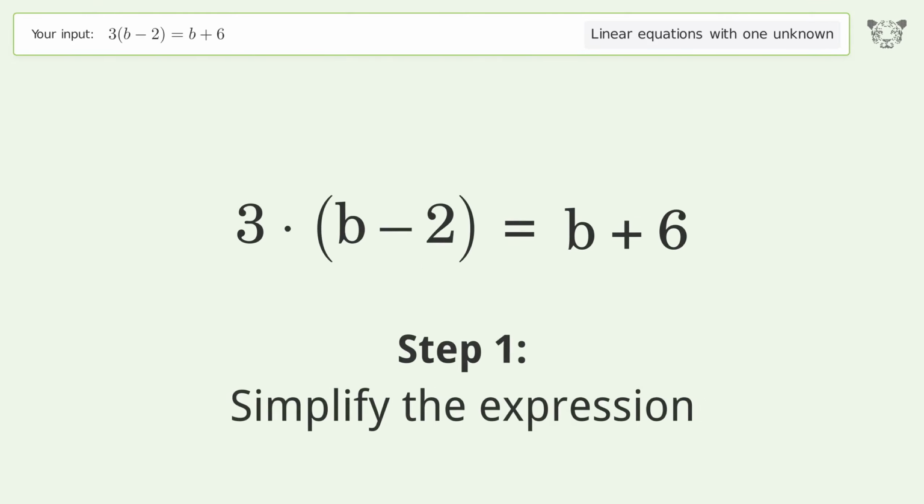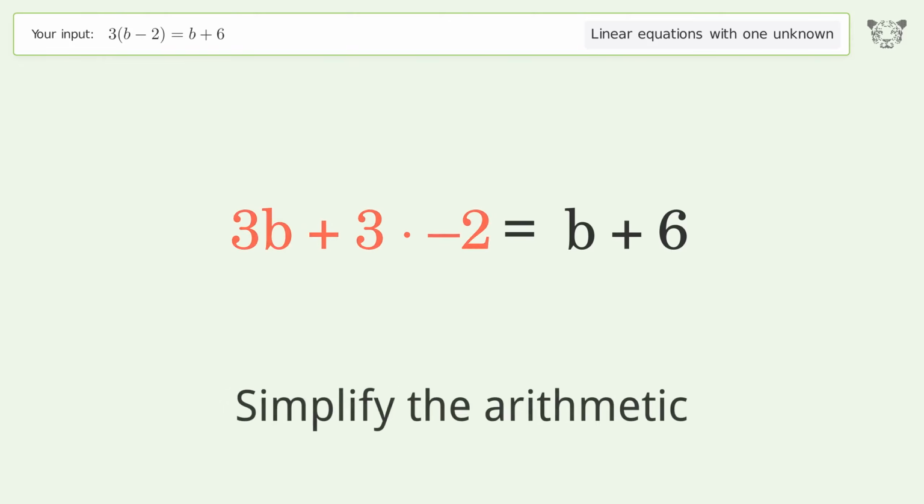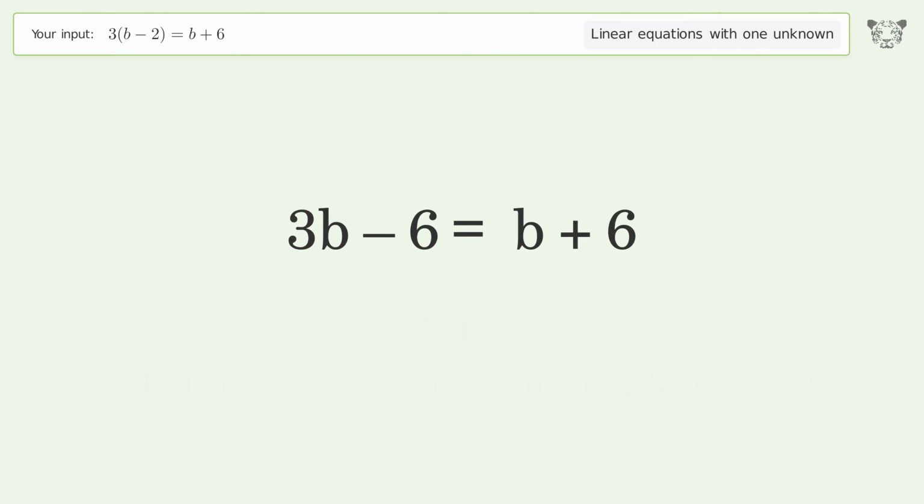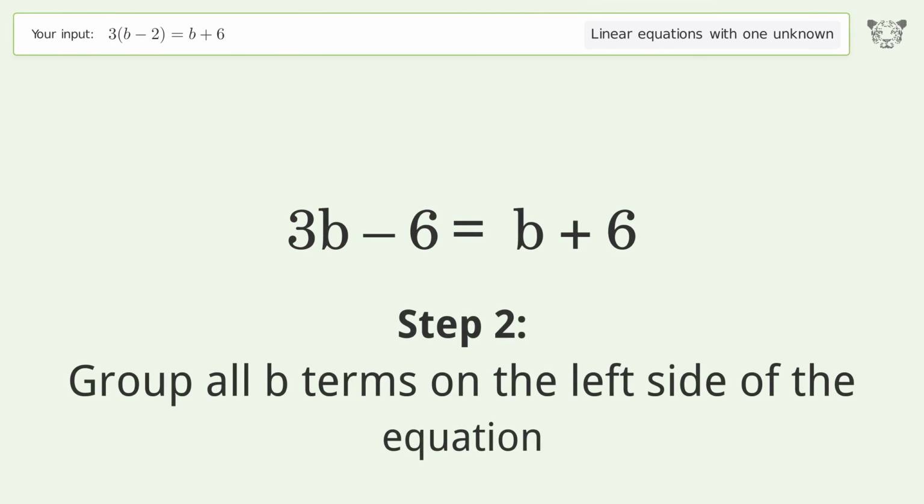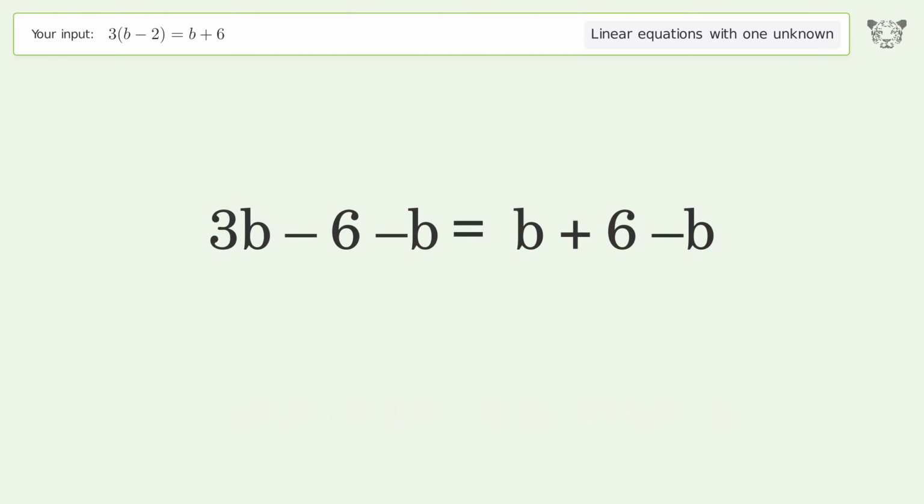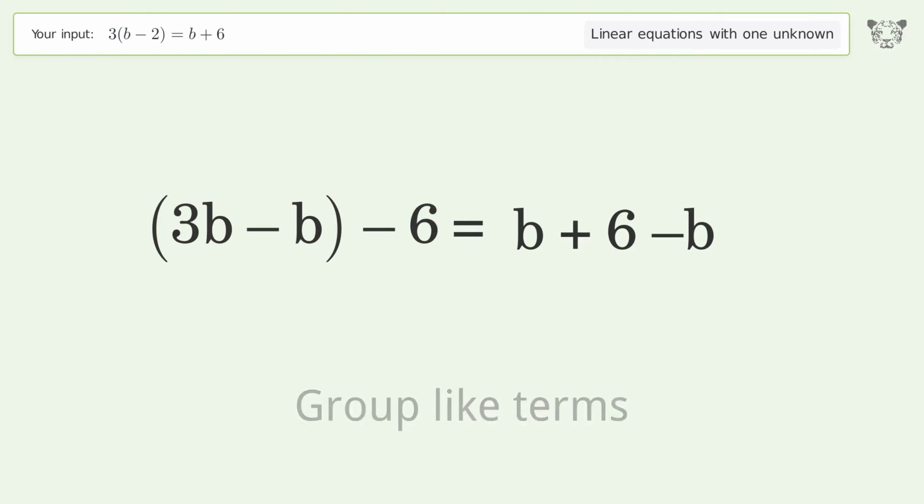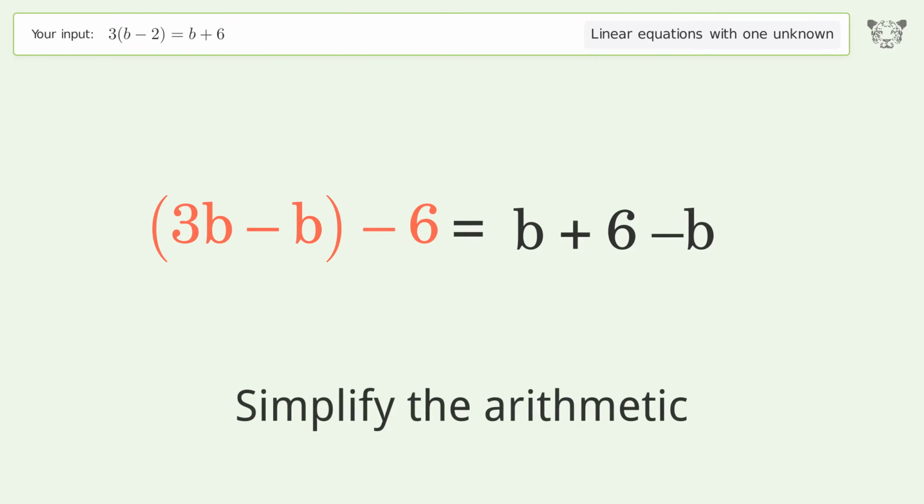Simplify the expression. Expand the parentheses. Simplify the arithmetic. Group all b terms on the left side of the equation. Subtract b from both sides. Group like terms. Simplify the arithmetic.